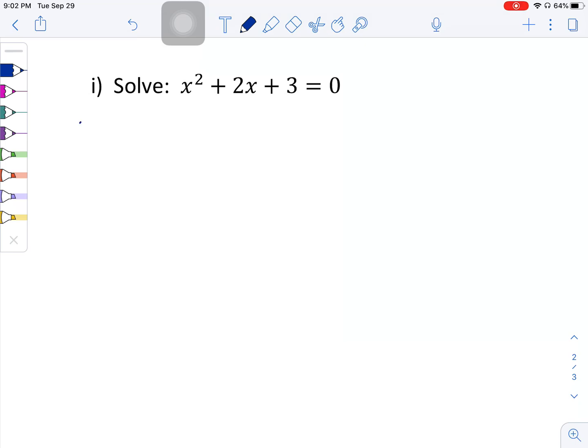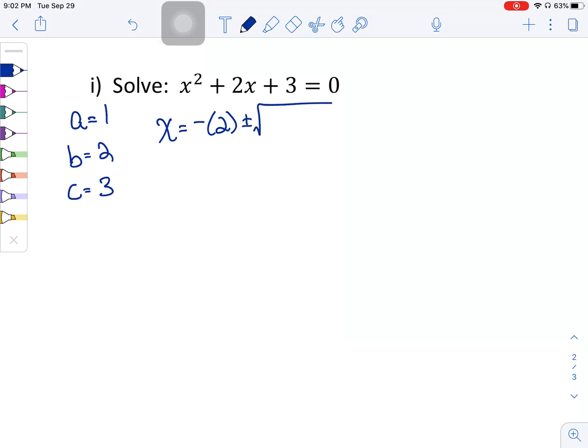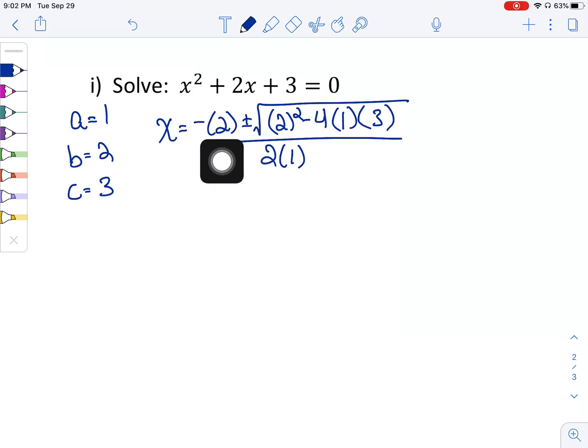So in order to throw it at the quadratic formula, I need to know what a is, what b is, and what c is. So a is 1, b is 2, c is 3. And the quadratic formula says x is equal to the opposite of b plus or minus the square root of b squared minus 4 times a times c all over 2a. One common issue that I'm seeing is for some reason this fraction bar is not being extended the entirety of the quadratic formula. This whole thing is one numerator, and this thing is one denominator, so please make sure the fraction bar extends.